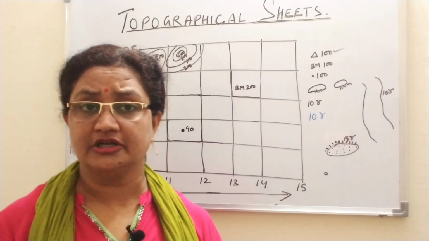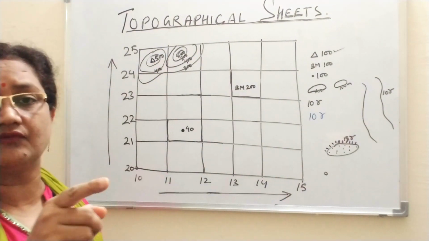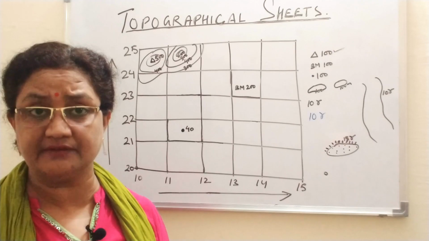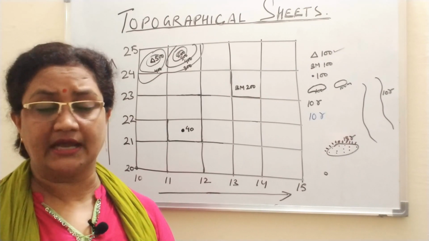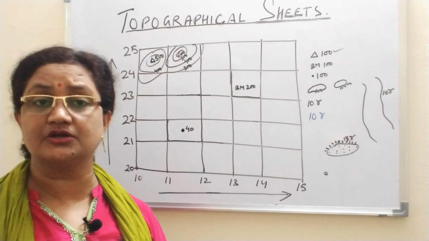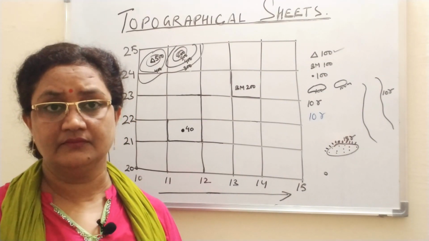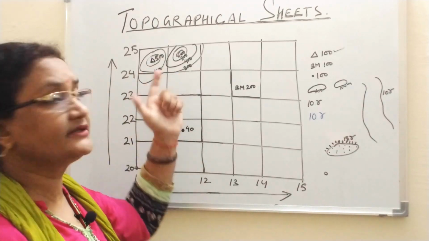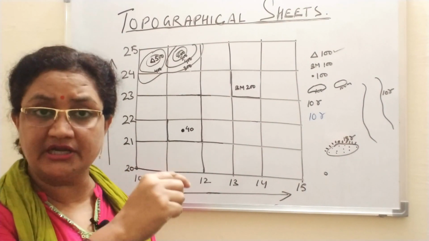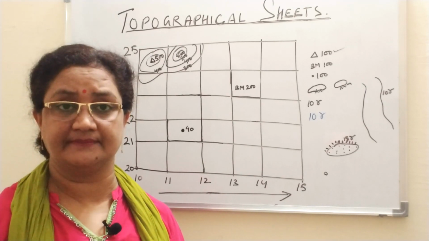What does this indicate? This triangle and 500 indicate a triangulated height, the peak of that hill is 500 meters above the mean sea level. Right? And what about these contours? When it is shown in this way, 300 means it is a contour height of 300 meters above the mean sea level. Now when this contour height is shown, that means all the places which are joined by this line have the same height above the mean sea level.